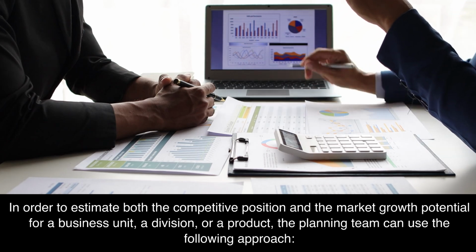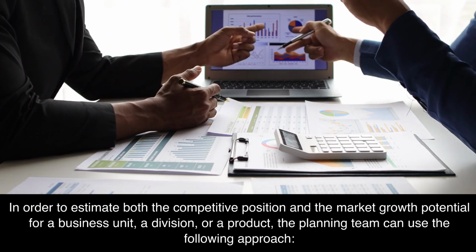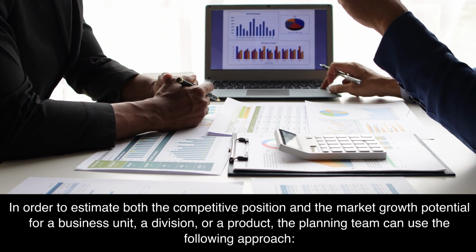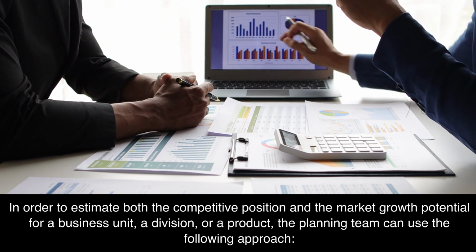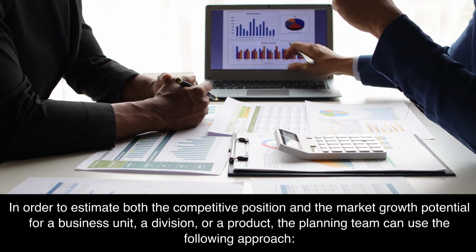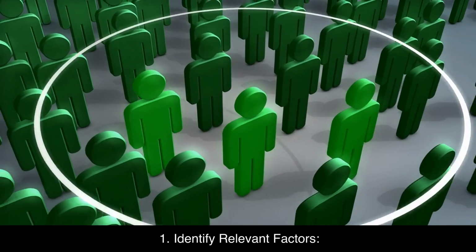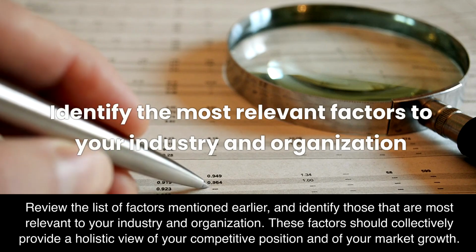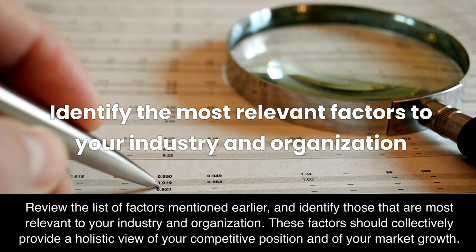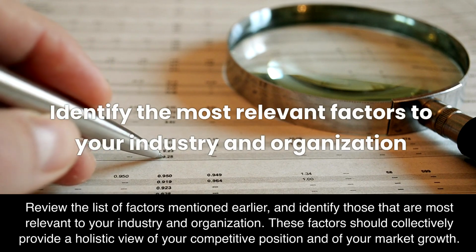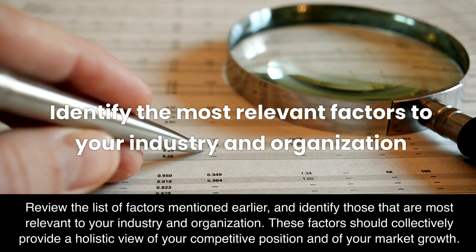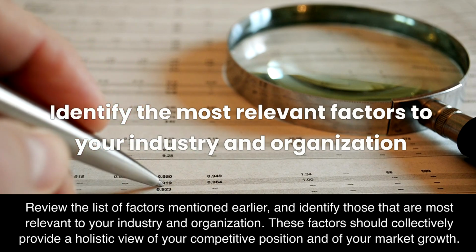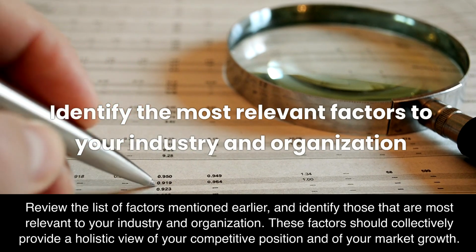In order to estimate both the competitive position and the market growth potential for a business unit, a division, or a product, the planning team can use the following approach. 1. Identify relevant factors. Review the list of factors mentioned earlier, and identify those that are most relevant to your industry and organization. These factors should collectively provide a holistic view of your competitive position and of your market growth.